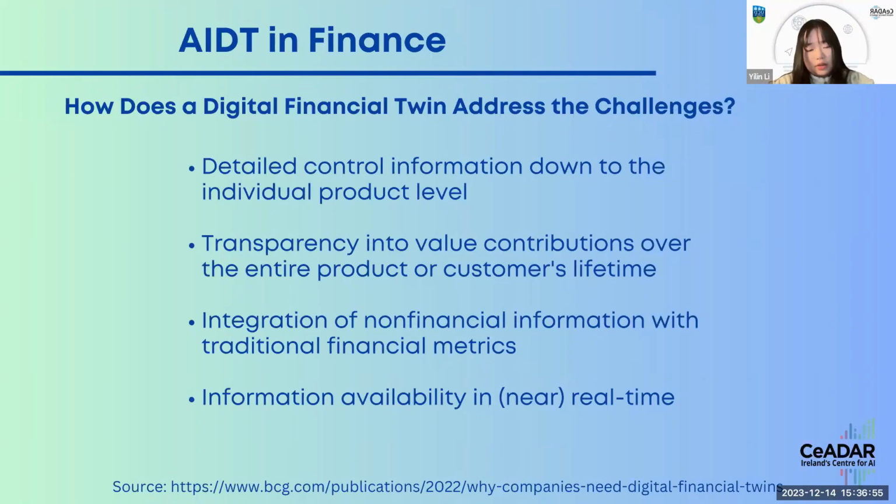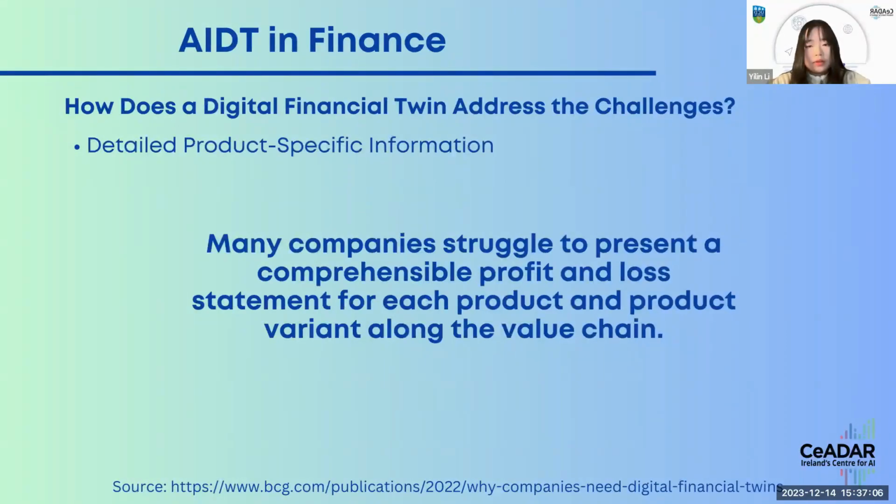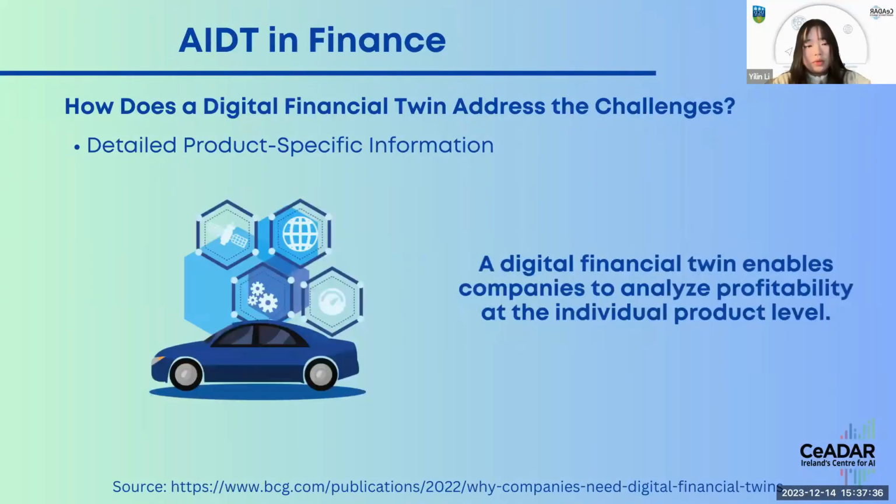So this capability allows the digital financial twin to provide these four key benefits. The first is detailed product-specific information. Today, it is generally not possible to manage a business on a product-specific basis. Many companies struggle to present a comprehensive profit and loss statement for each product and product variant along the value chain. So a digital financial twin enables companies to analyze profitability at the individual product level.